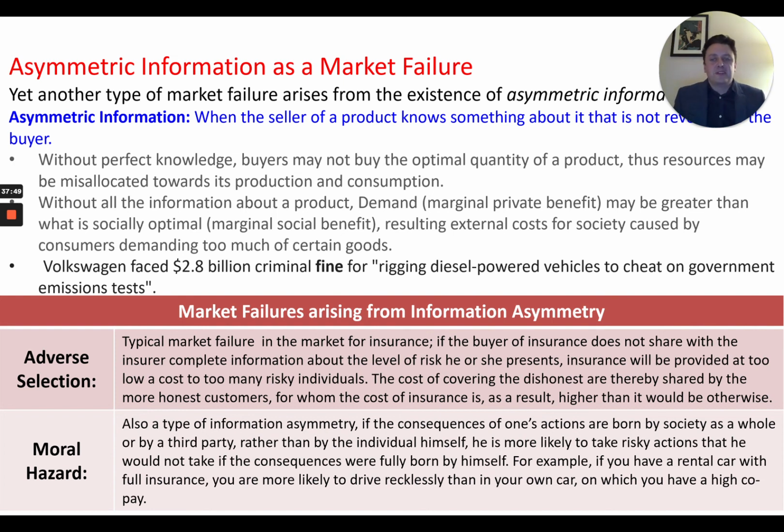So there are two types of information asymmetry. There's adverse selection, which is typical in the market for insurance. If the buyer of insurance doesn't share with the insurer complete information about the risk he or she presents, insurance will be provided at too low a cost to many risky individuals. I think there are some studies showing that if you purchase a rental car and buy the most expensive insurance, you're more likely to have an accident because you take less care. Whereas if you have quite a strict policy on the car, I remember driving around Iceland and the penalty for any kind of damage on the car was massive.